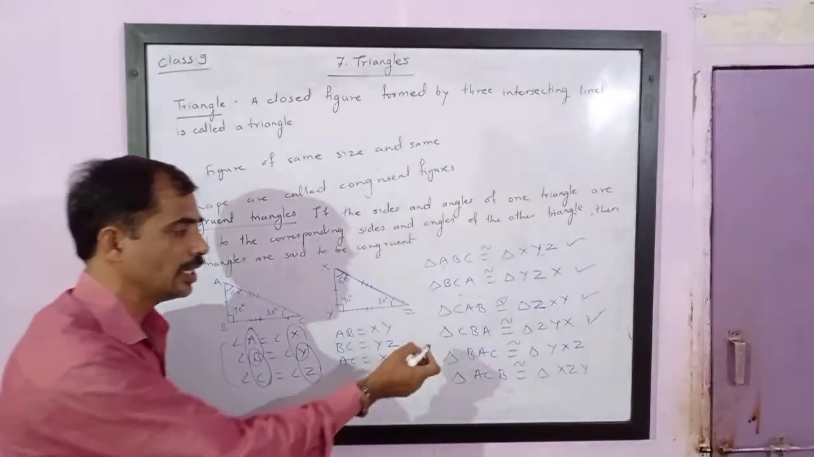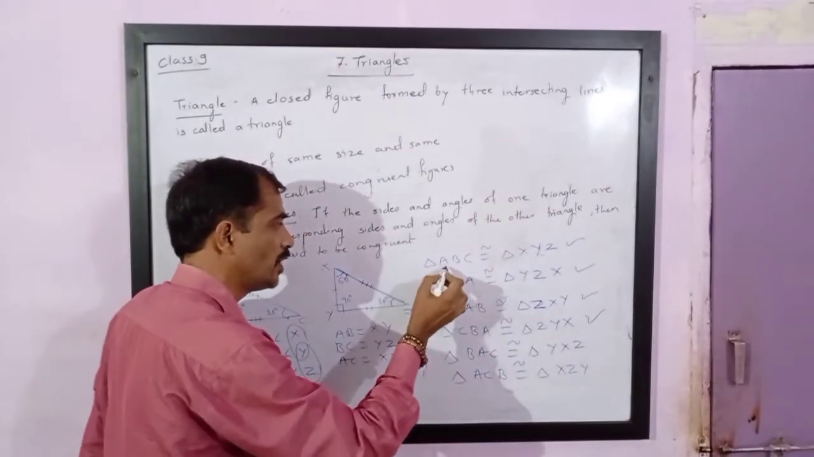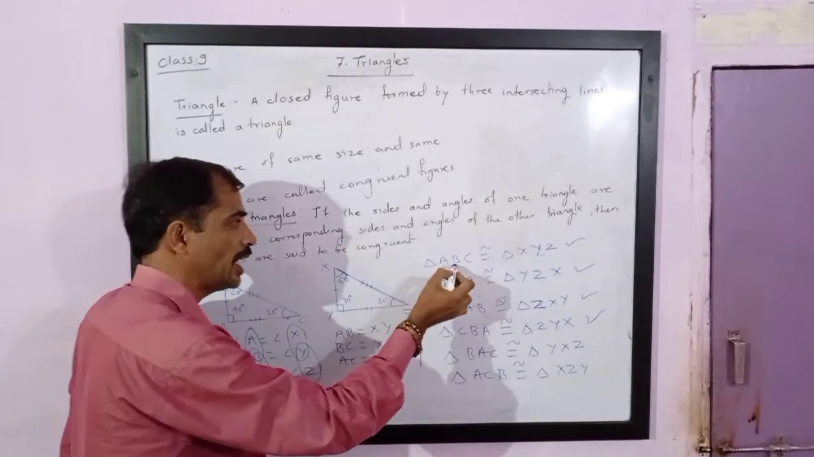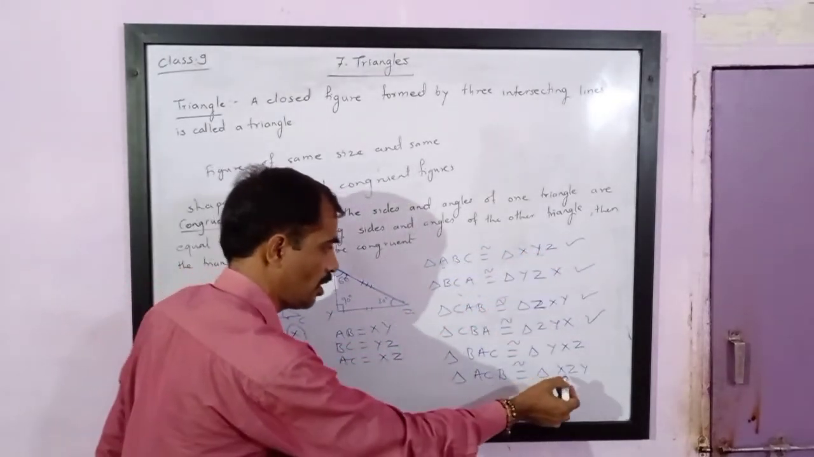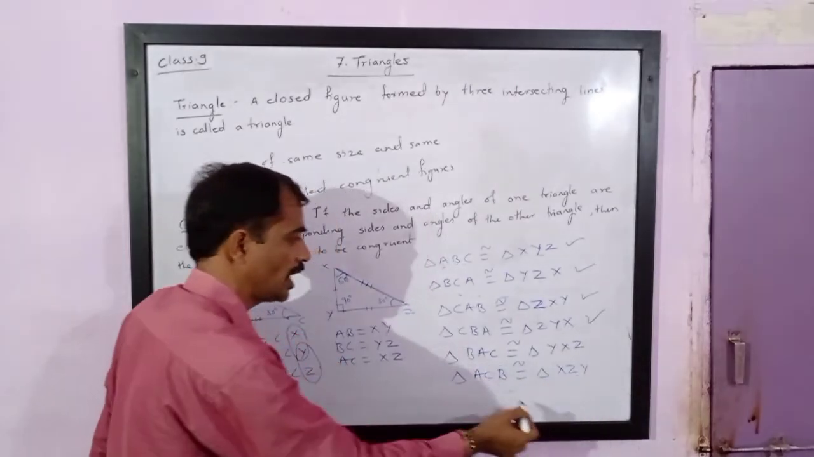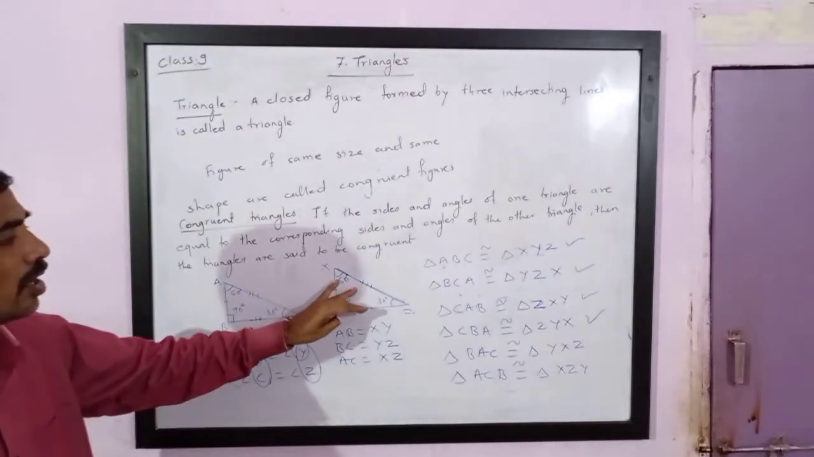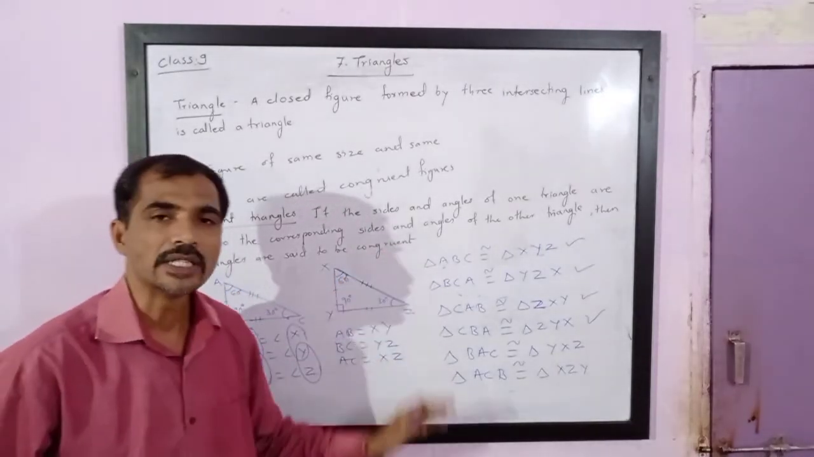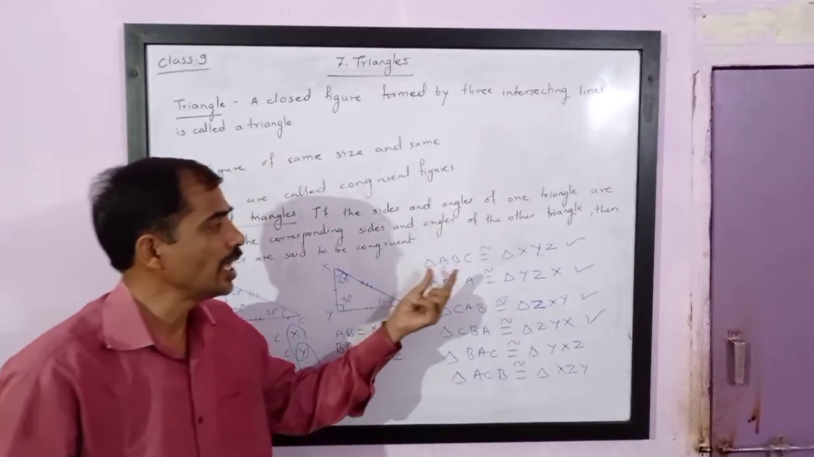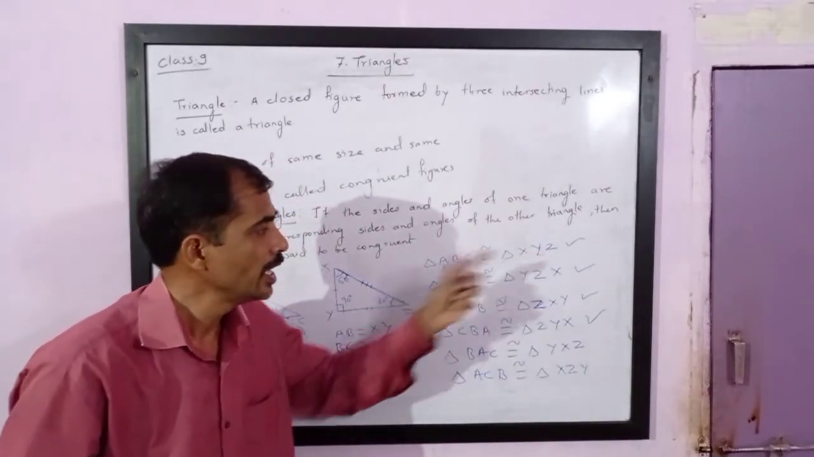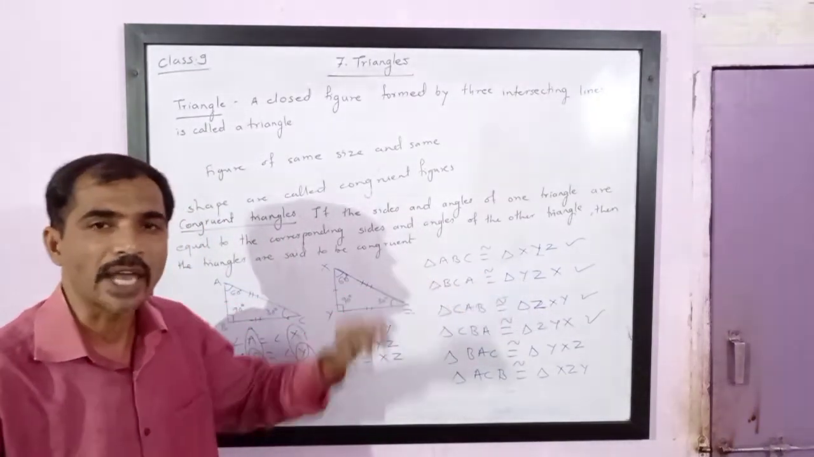Please note again, if you see all these six congruences, you will see that the first angle is always congruent to the first, the second angle is always congruent to the second, and the third angle is always congruent to the third. It means if 2 triangles are congruent, they can be named in 6 different ways. And when you say ABC is congruent to XYZ, it means you are saying that not only angles but their corresponding sides are also congruent.